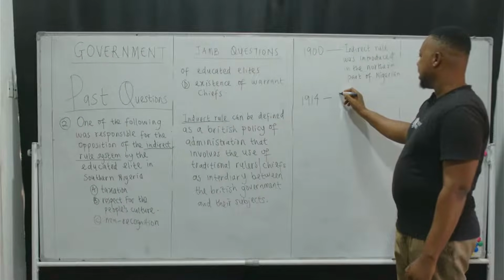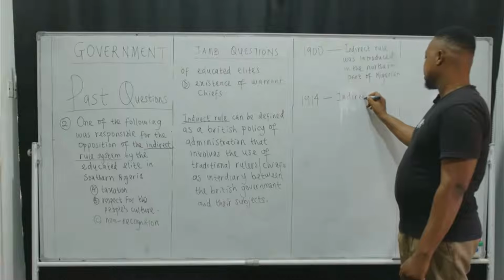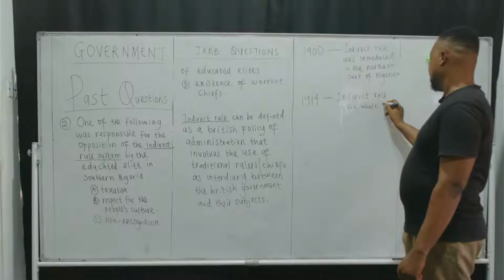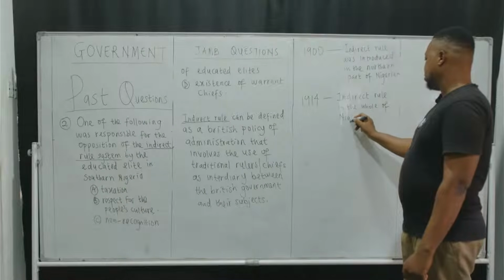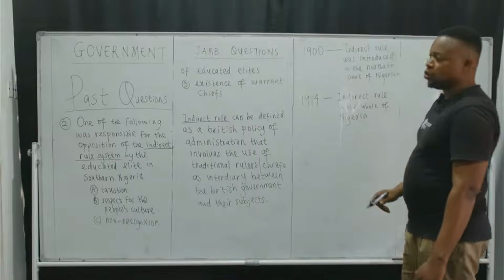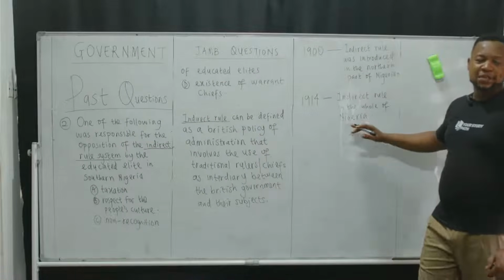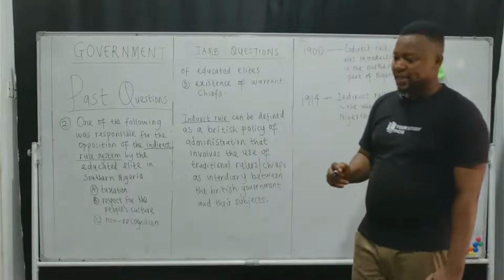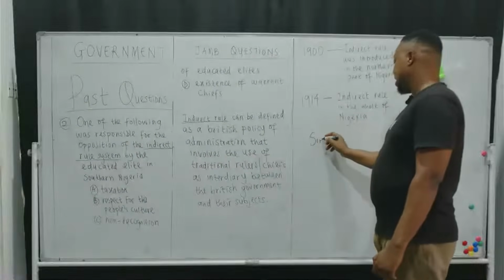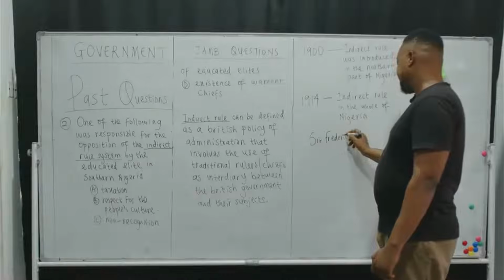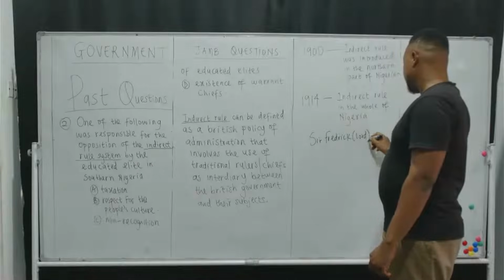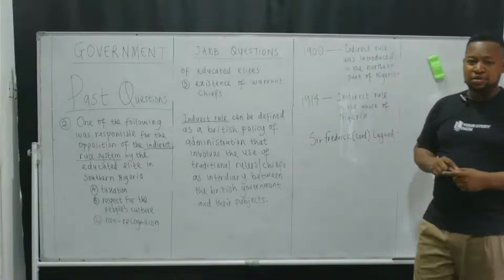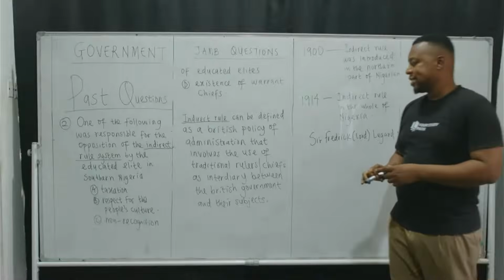Indirect rule in the whole of Nigeria came through the establishment of the constitution known as the Nigerian Council of 1914. And this man, Sir Frederick Lord Lugard, was given the title Father of the Indirect Rule System.